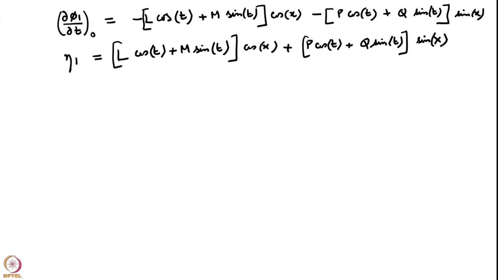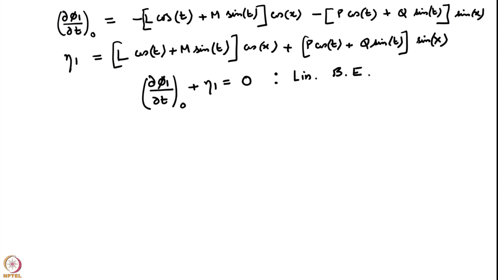sin x. By comparing these two expressions, you can immediately verify the linearized Bernoulli equation is satisfied. One expression is just the negative of the other. So, we have del phi 1 by del t at 0 plus eta 1 is equal to 0. This is our linearized Bernoulli equation.